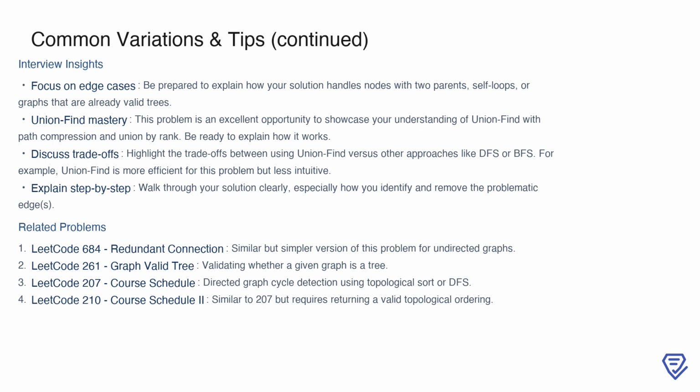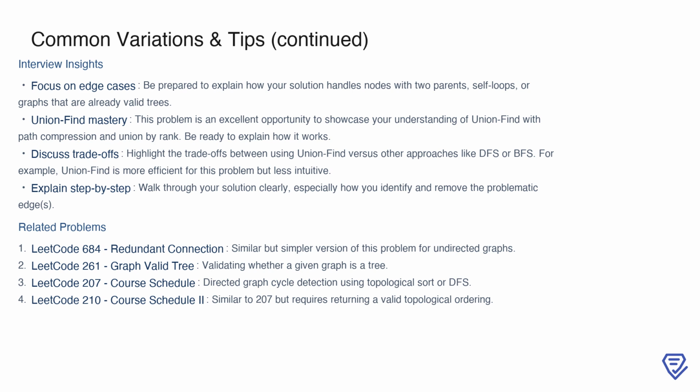Mastery of the union find algorithm is another key area to highlight. Be ready to explain concepts like path compression and union by rank, as they are central to solving this problem efficiently. Additionally, interviewers appreciate when candidates discuss trade-offs between approaches. For instance, while union find is highly efficient for this problem, methods like DFS or BFS might be more intuitive, even if less optimal. Lastly, clarity is paramount.